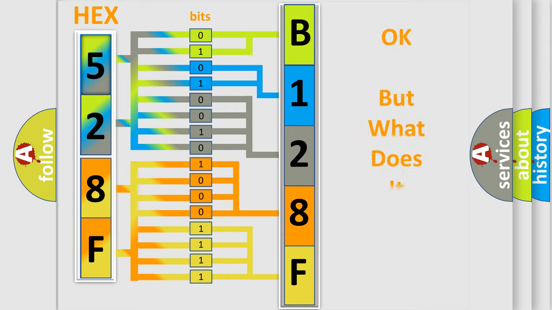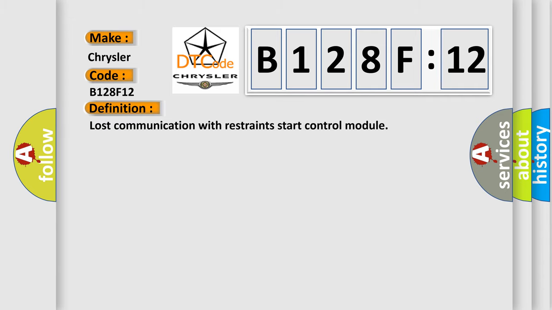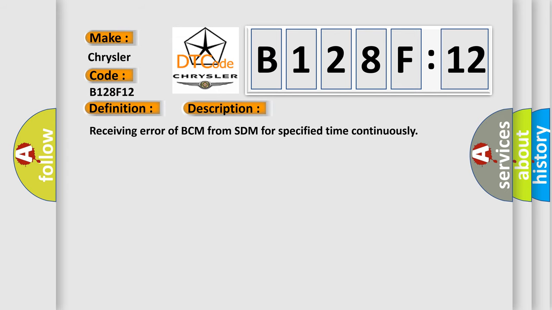The number itself does not make sense to us if we cannot assign information to what it actually expresses. So, what does the diagnostic trouble code B128F-12 interpret specifically for Chrysler car manufacturers? The basic definition is: lost communication with restraint start control module. And now this is a short description of this DTC code: receiving error of BCM from SDM for specified time continuously.